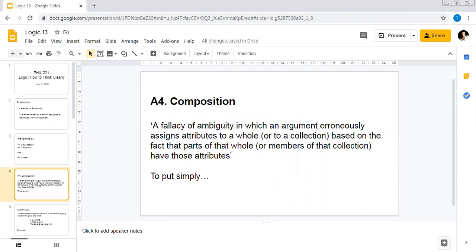So what is the fallacy of composition? It's a fallacy of ambiguity, obviously, in which an argument erroneously assigns attributes to a whole or to a collection, based on the fact that parts of that whole or members of that collection have those attributes. So keywords to remember in this fallacy are parts and the whole. So you have something which has parts, and obviously those parts make up that thing. So it's about the relationship between the parts and the thing itself as a whole, which becomes a fallacy.